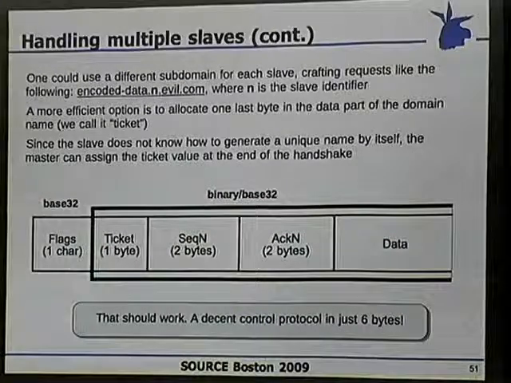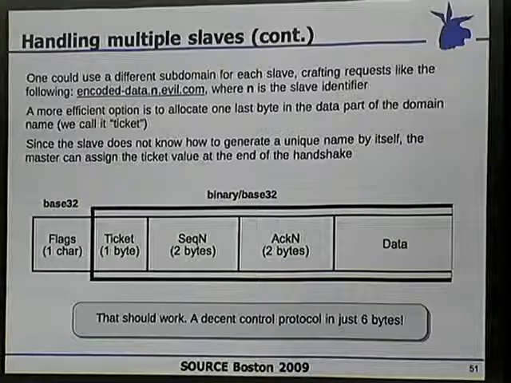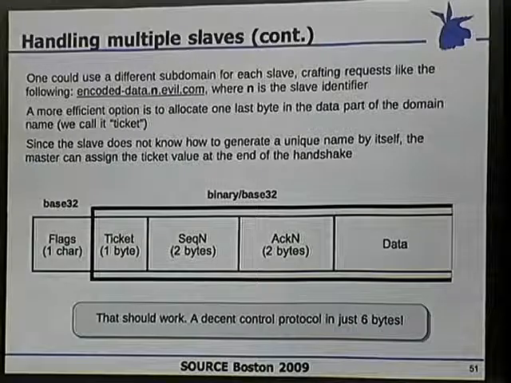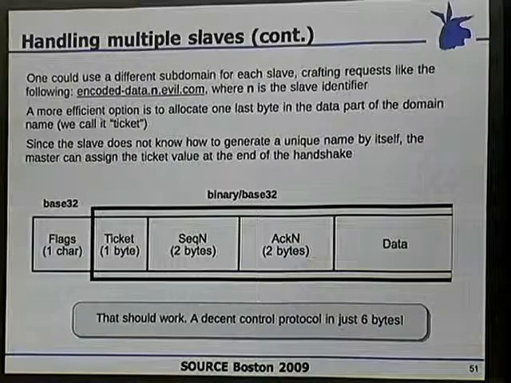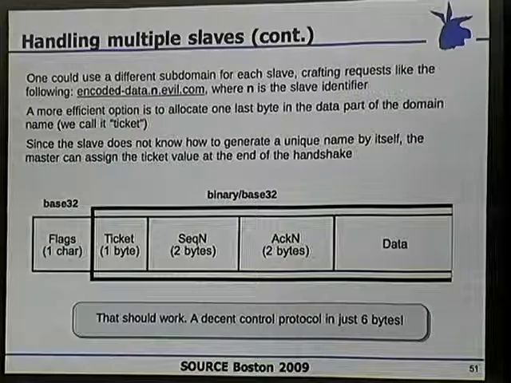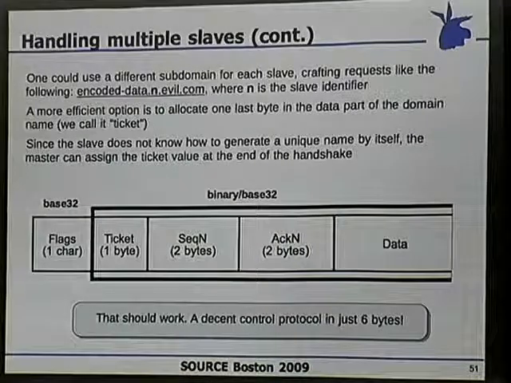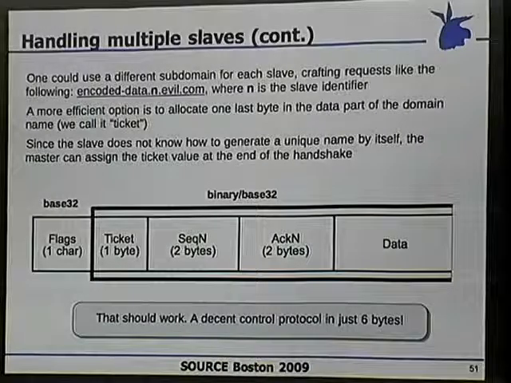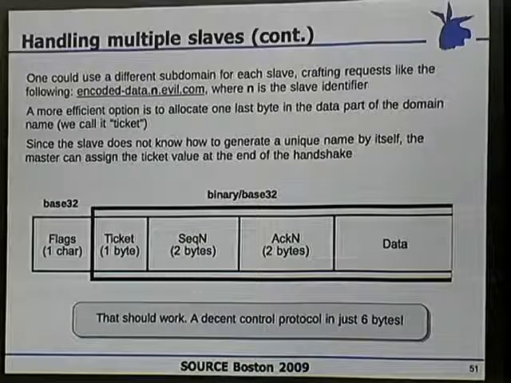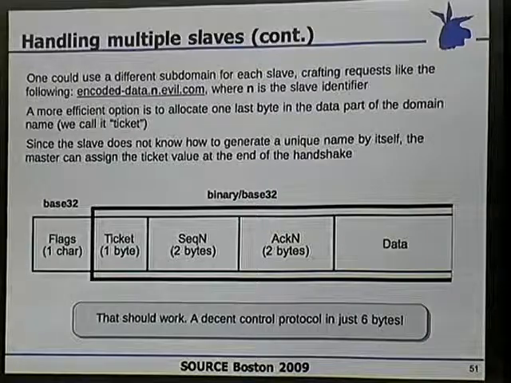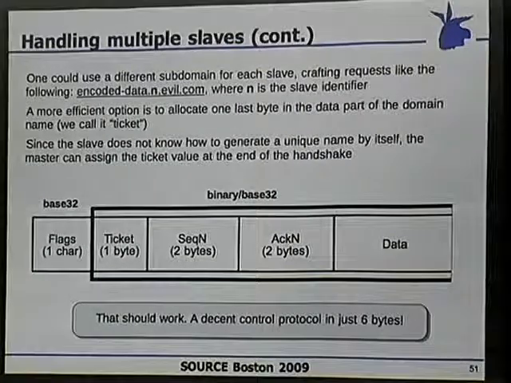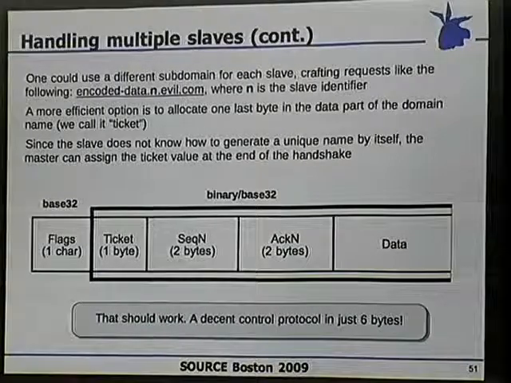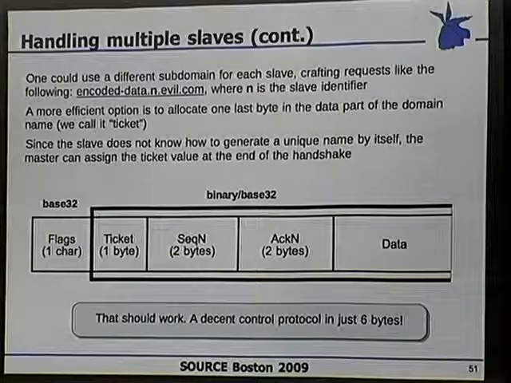You can either use a different subdomain for each slave and identify which one is which, or you can do it more conveniently and we introduce a ticket, which is just a byte, so we can have, at the moment, 256 slaves, and every slave would get one unique ticket, of course. The problem is slaves do not know which is a unique ticket, so in the handshake, the first request would not contain any ticket. Then the master would assign a unique ticket, and from that point on, slaves use unique tickets. And this is our control header in just 6 bytes, I think, which is a good thing. So we have a reasonable amount of space which we can use for actual payload.